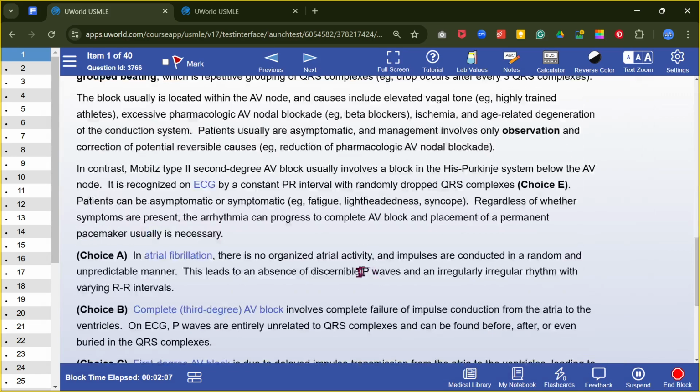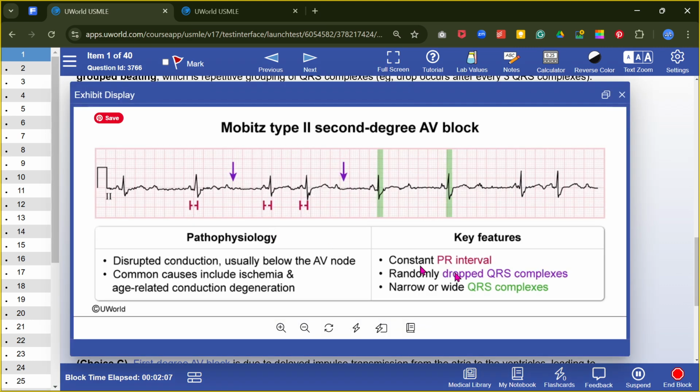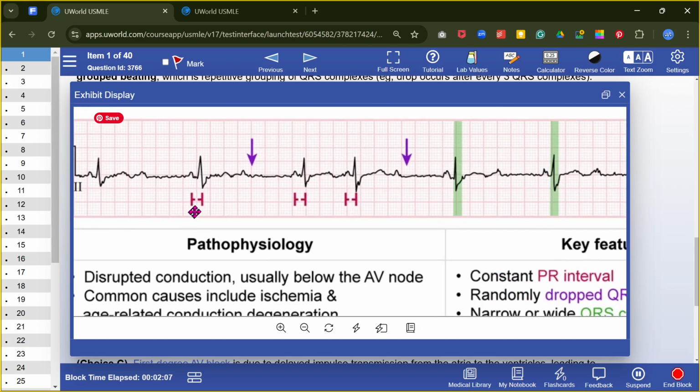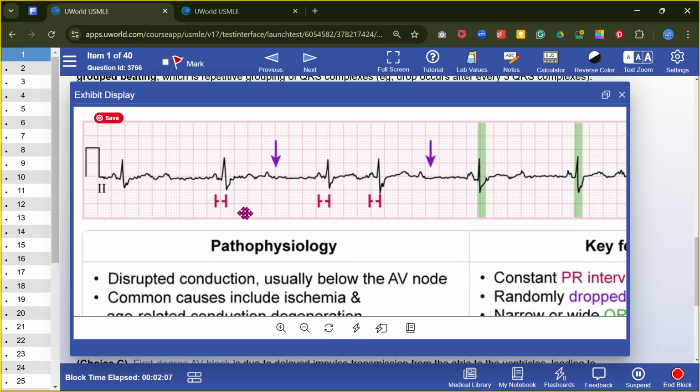And like Mobitz type 2, the PR interval is constant. Okay, look in here, the PR interval is constant, the PR interval is constant, but there is a drop beat. Here you get the drop beat, but the PR interval is constant. Got it?